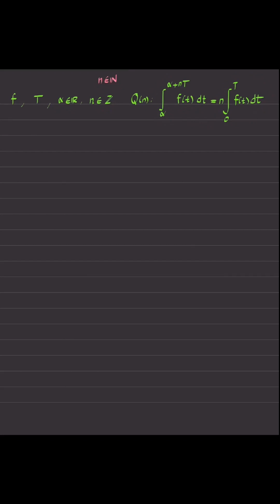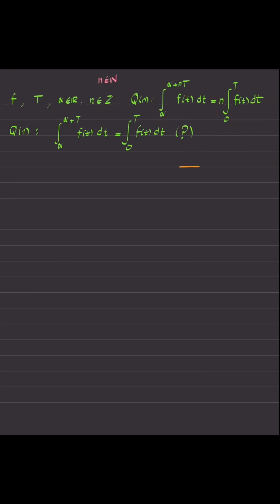So the first thing that I have to do is to check the validity of Q of 1. But what is Q of 1? Q of 1 means replace n everywhere with 1. So the left hand side becomes the integral from alpha to alpha plus t of f of t dt. The right hand side simply becomes the integral from 0 to t of f of t dt. This is my question mark. I have to convince myself that this is true.